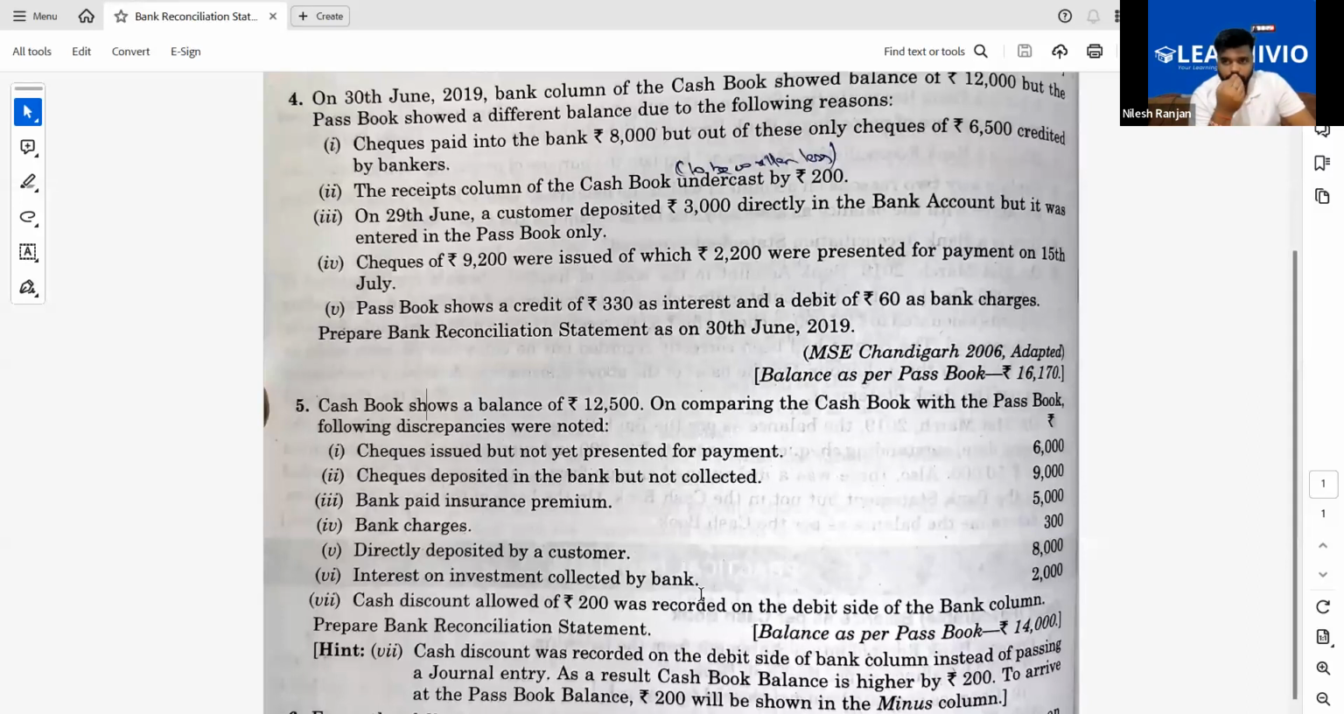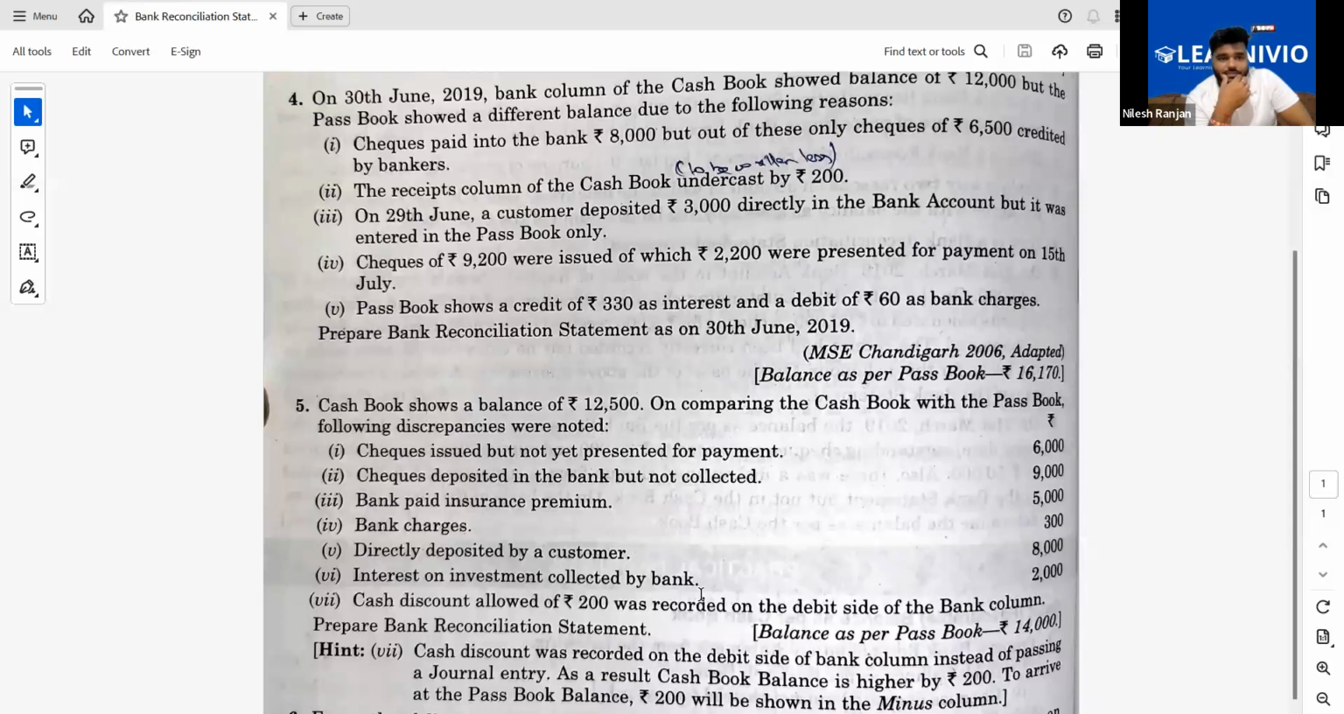In any of the transactions, or if it is given in the question, you have to see the impact. After that, you have to see what the options are to equalize the balance. Means there is cash book, there is passbook, there is a balance difference between these two. So how to equalize the balance of these two? And the third is add or less.